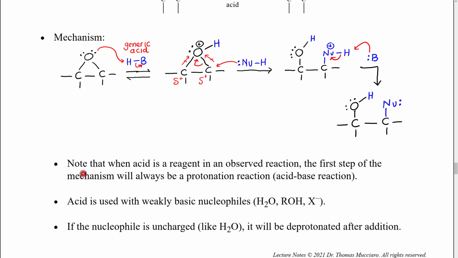So, some notes. First, when acid is a reagent in an observed reaction, the first step of the mechanism will almost always be a protonation reaction. We're going to use acid with weakly basic nucleophiles like water, alcohols, and the halides. And if the nucleophile is uncharged like water, we will have an additional deprotonation step. Halides do not need a deprotonation step.